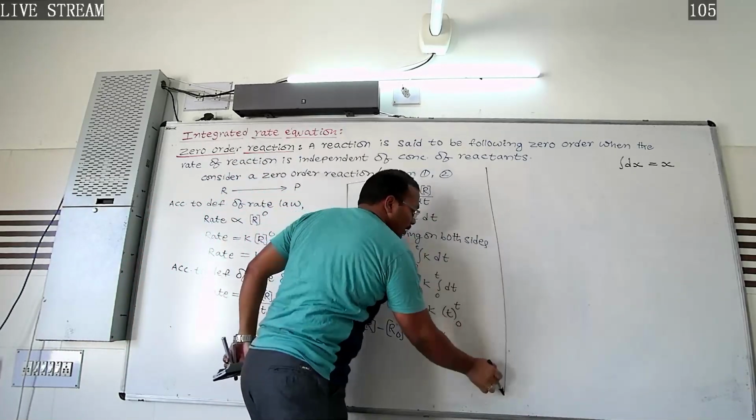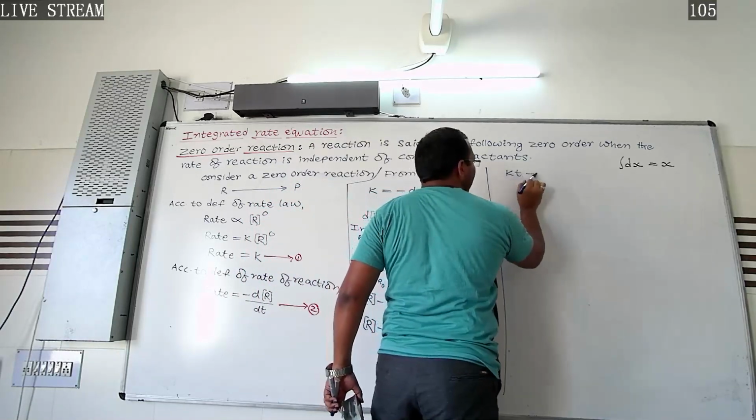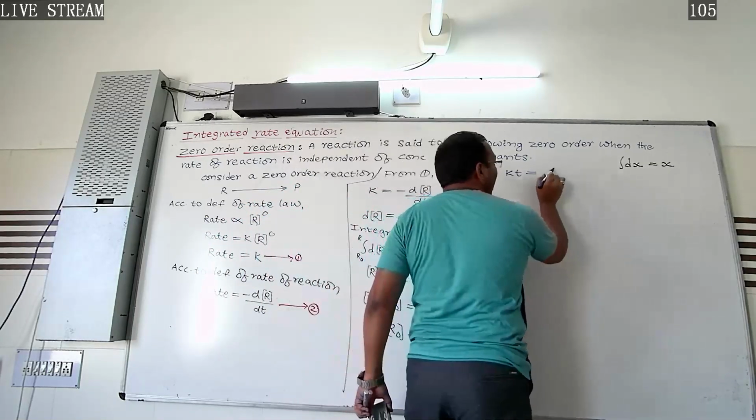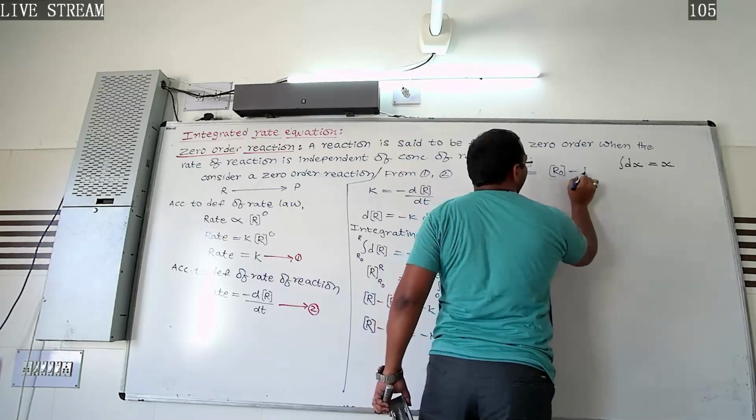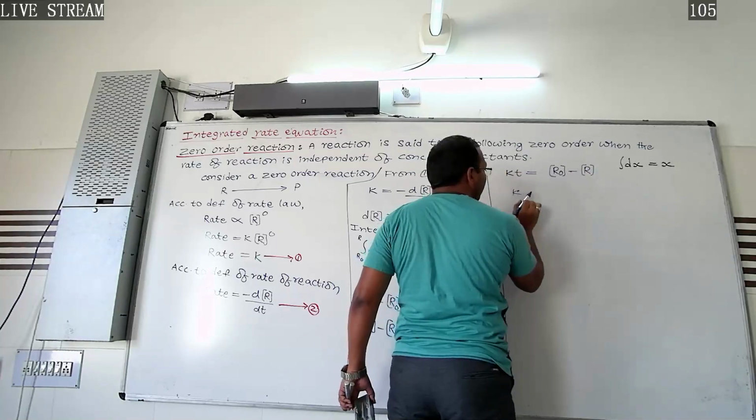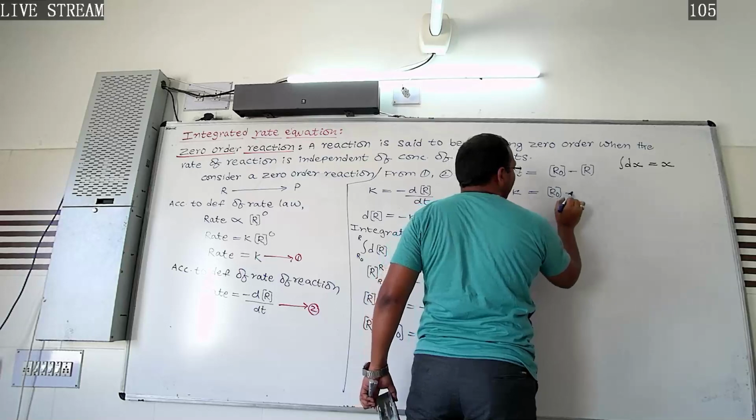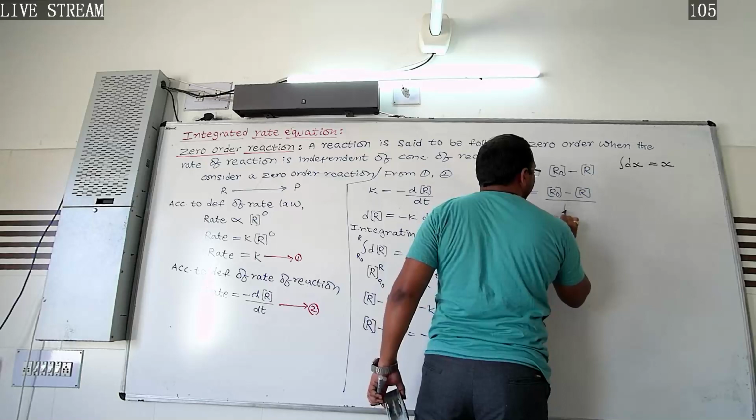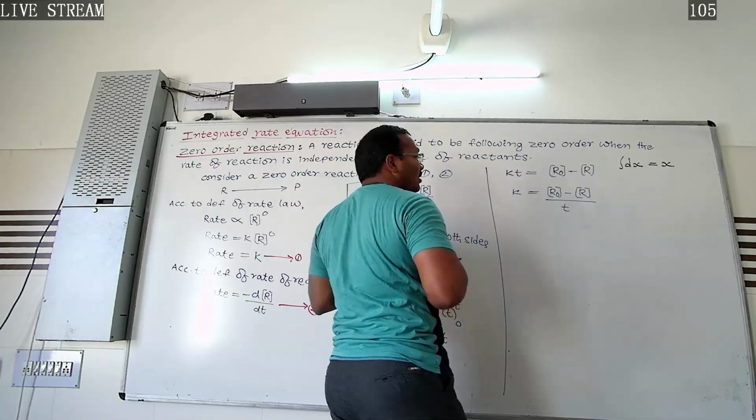Now kt is equal to, the minus symbol we take to this side, so it is r naught minus r. K is equal to r naught minus r divided by t. This is the formula for the zero order rate constant.